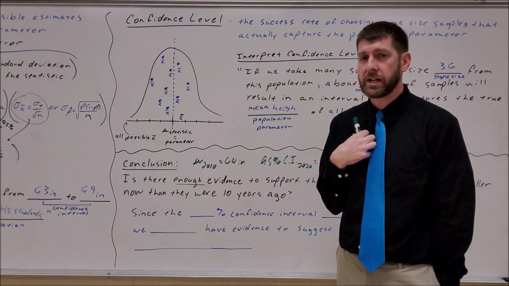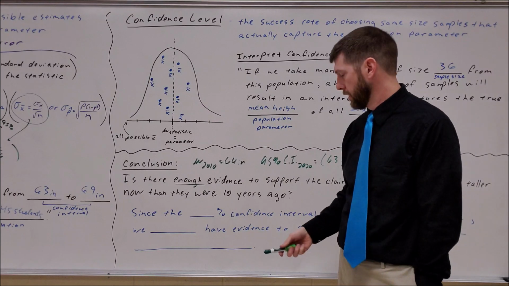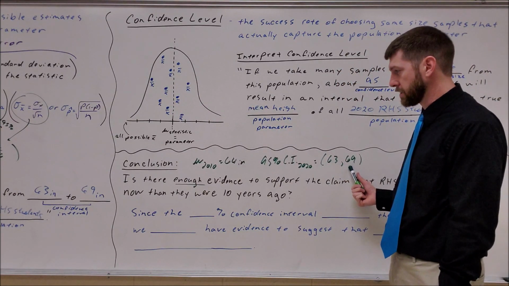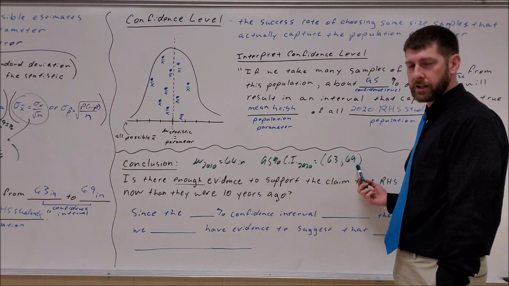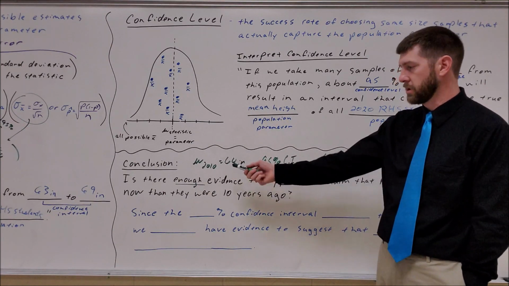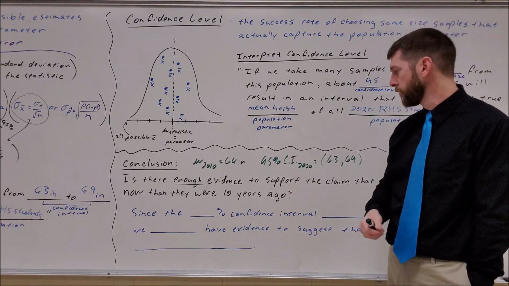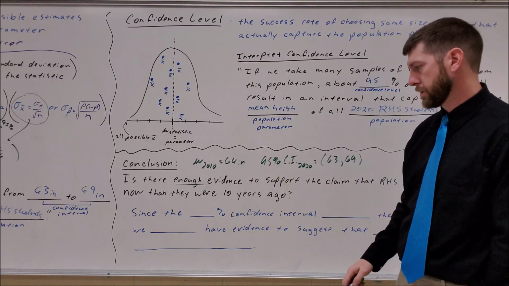The answer to that, I'm going to say, is no. It's no because if this is my list of plausible current heights, well, the past height is within that list of plausible current heights. So they could realistically still be 64 on average, and we just got a little bit taller than average sample. So that's how we're going to answer that.